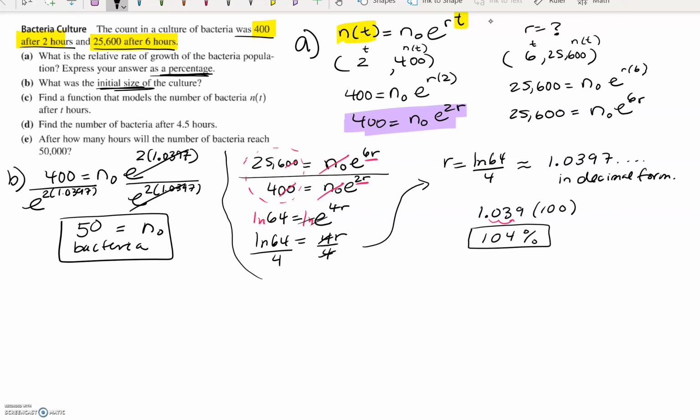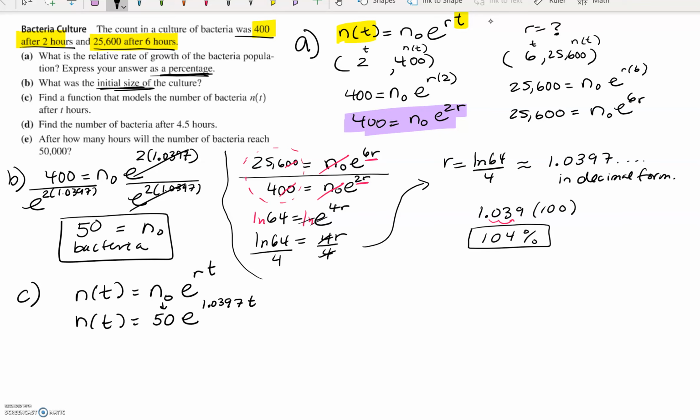Part C says, find a function that models the number of bacteria n of t after t hours. Well, that's pretty straightforward. If I have the initial amount and the relative growth rate, I just plug them into my function. And here I have it, n of t: I started with 50 bacteria, and the relative growth rate was 1.0397 t. Remember, I'm inputting it in decimal form for my formula.